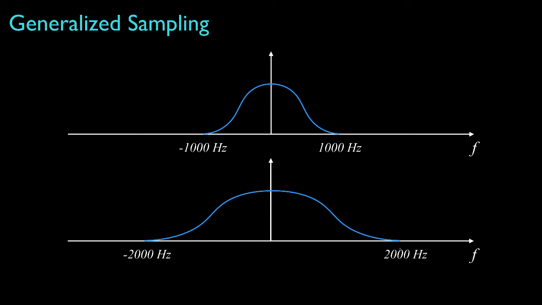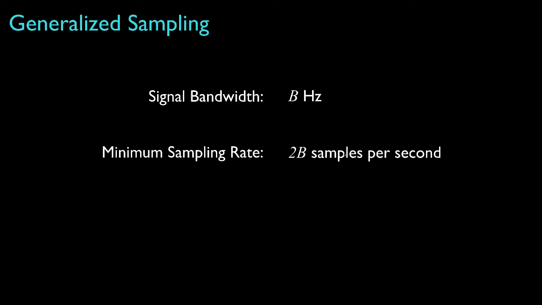The great insight of the sampling theorem is that if a signal is band limited to some bandwidth B in hertz, then we can completely represent the signal by taking uniform samples of the signal at a rate of at least 2 times B samples per second.